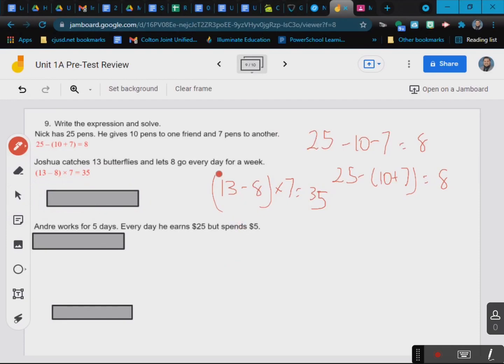Okay, I mean, you could do 7 times parentheses 13 minus 8. You could do it like this, but you should have 13 minus 8 in parentheses because you need to solve that.